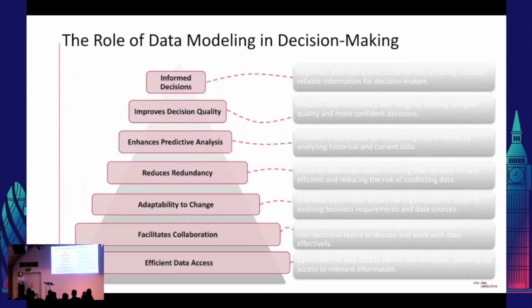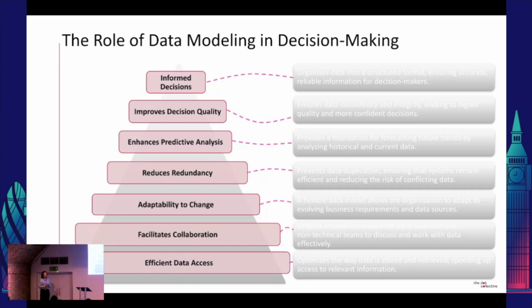The role of data modeling in decision-making: it enables efficient access to data by optimizing how it's stored, accessed, and managed, so the users can easily access the data. And it facilitates collaboration, again, by providing a common framework for all technical and non-technical users. So we make sure that the requirements are understood by our technical teams, and we also align with what the business needs.